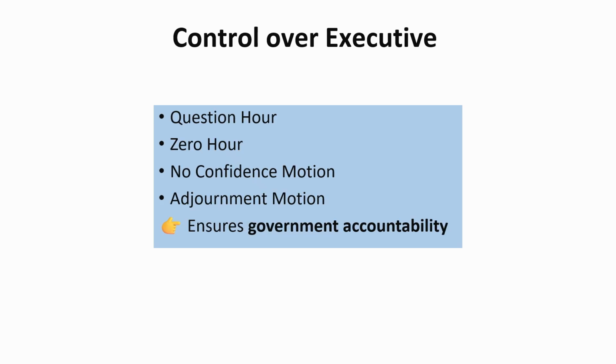One of the most important roles of the legislature is to control the government, and this is done through tools like question hour, where ministers have to answer questions. For example, if there is a problem in railway services, MPs can ask the railway minister what is happening in the railway services. Zero hour allows urgent issues to be raised, and if the government loses majority, it can be removed through a no confidence motion. So this ensures accountability, and this is how there is control over the executive.